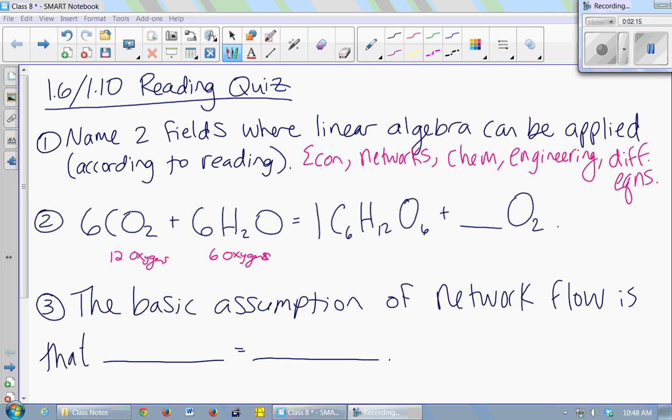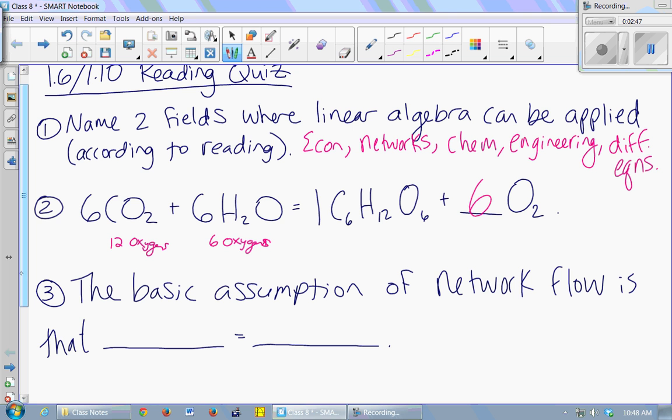And then on the right, if I have 1 molecule of glucose that has 6 oxygens in it, how many O2s do I end up with? 6, because I need 12 more oxygens. There's 2 in each of these molecules, so I need 6 O2s. Okay, so the basic assumption of network flow is what? Input equals output, flow in equals flow out, in equals out. Any variation on that theme is fine.